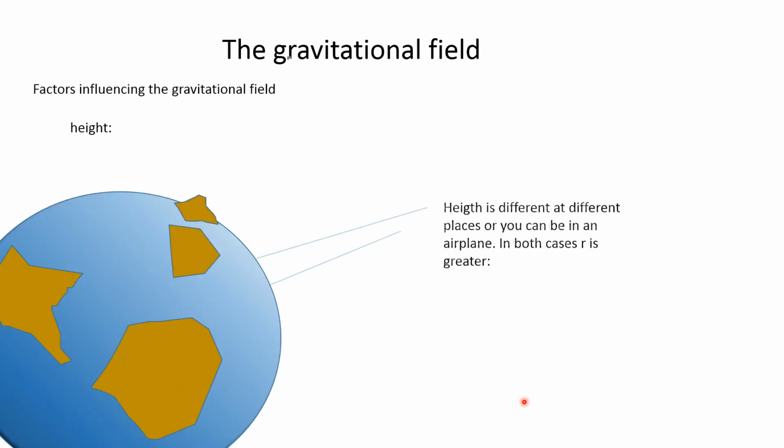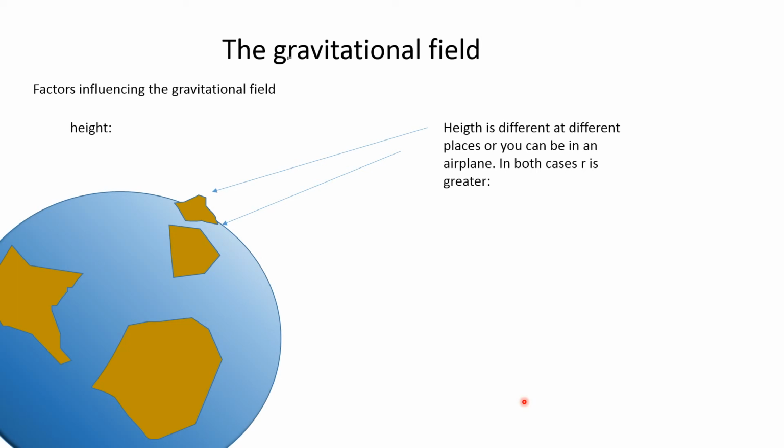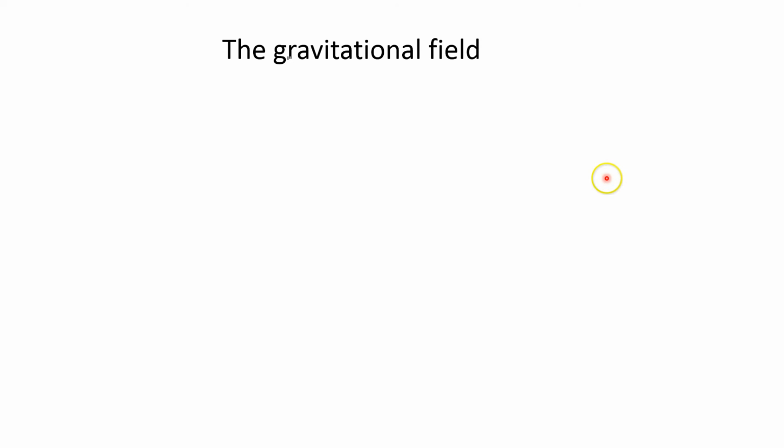Now, factors influencing the gravitational field. We work with the gravitational constant as 9.8 or 9.81, depending on where we are, but this is different for every place on the planet. For example, if you're on a higher place, height is different at different places, or you can be in an airplane. In both cases, r is greater. You are further away from the center, so your g, gravitational field constant, will be smaller.